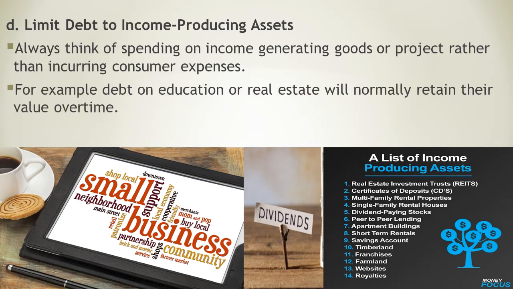For example, debt on education. So once you graduate, you are most likely to have a better job. So that debt is worth it if you take education, a loan on education. Or real estate. Normally the value of house increases. So taking the risk of buying a house is more rewarding than buying a consumer goods. So the fourth there is limit debt to income producing assets. Now some of the income producing assets are listed there, number 1 to 14. You can see that it's being extracted from the internet.